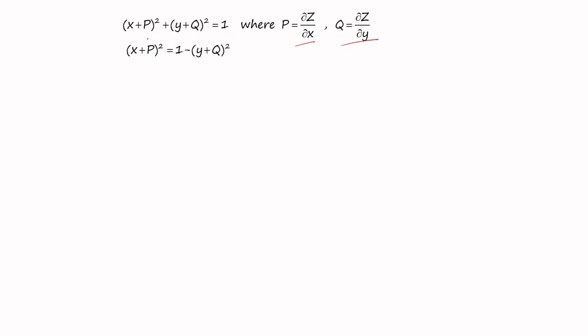Now we have to separate the variables. Here only p, q, x, y are present, so this comes under the fourth type of problem, separable equations. We have to separate the x terms together and the y terms together. So keep (x + p)² on one side, and take the remaining term, (y + q)², to the other side: (x + p)² = 1 - (y + q)².